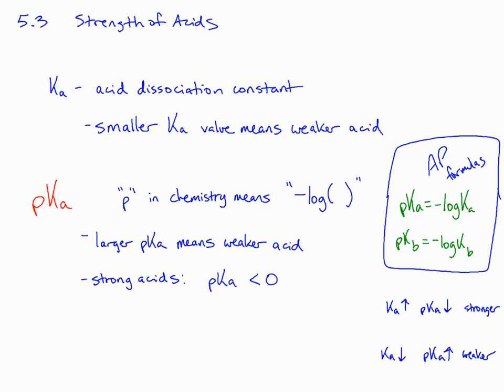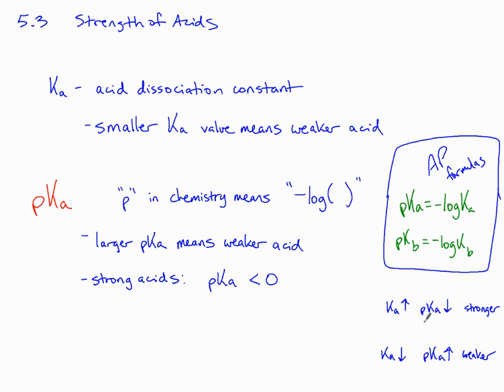And the larger the pKa is, means the weaker acid. It's a little bit confusing, but if you just think that if one goes up, the other one goes down. So a substance with a larger Ka value dissociates more. That means more hydrogen ions in the solution. That means it's a stronger acid. And the pKa is going to go down.